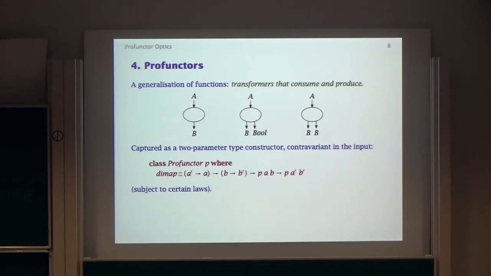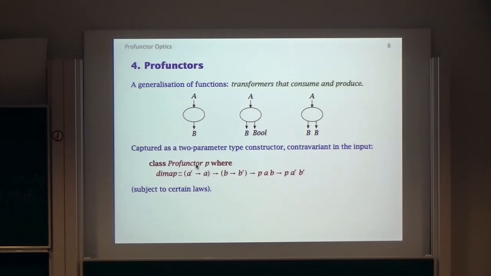The trick is these things called profunctors. So profunctors are a generalization of functions. So they're things that consume stuff and produce other stuff. In Haskell, I capture that as a two-parameter type constructor P, and you can tell it's a two-parameter type constructor because it's a type and it's applied to two parameters.